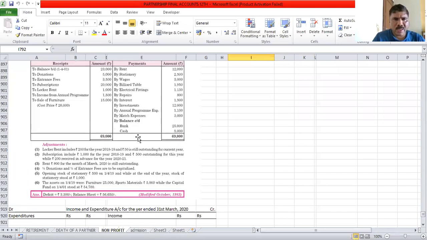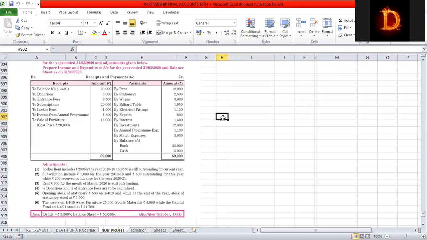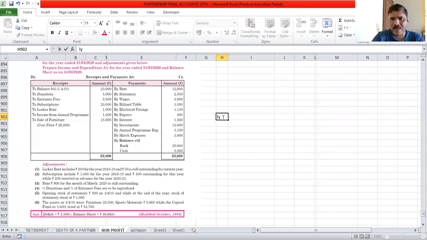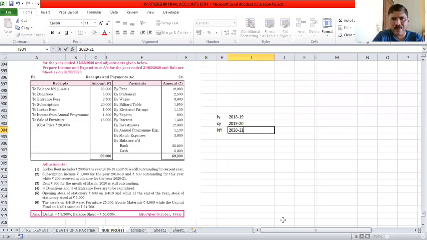First adjustment, locker rent includes 200 for year 2018 and 19. 18 and 19 means which year? Last year. Last year is 18 and 19. What will be my current year? 2019 and 20. What will be the next year? 2020 21. Okay, fine. Now, rupees 50 is still outstanding for current year.